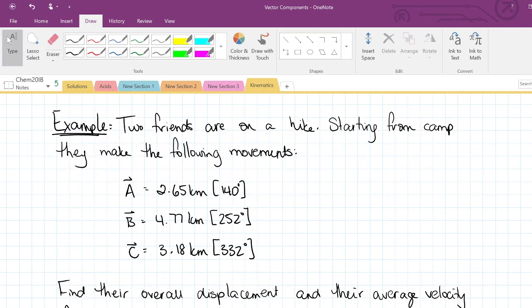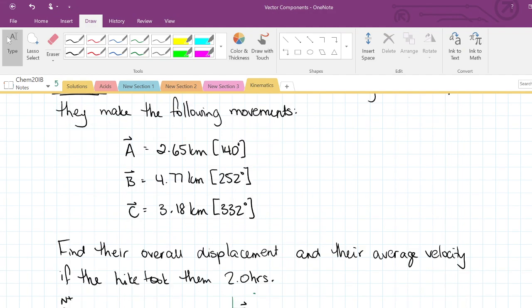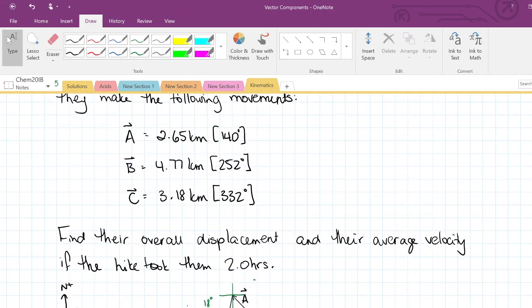So we've got two friends who are on a hike. They start from camp and they make their following movements. Vector A takes them 2.65 kilometers at 140 degrees. Vector B takes them 4.77 kilometers at 252 degrees. And vector C takes them 3.18 kilometers at 332 degrees. Now, we want to figure out what's their overall displacement and what is their average velocity if the hike took them 2 hours.